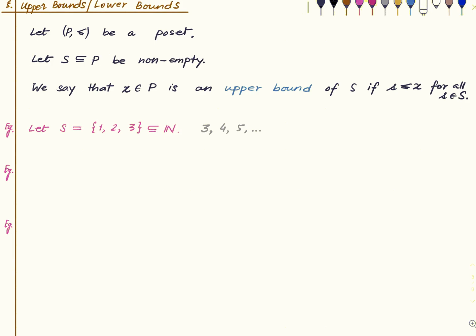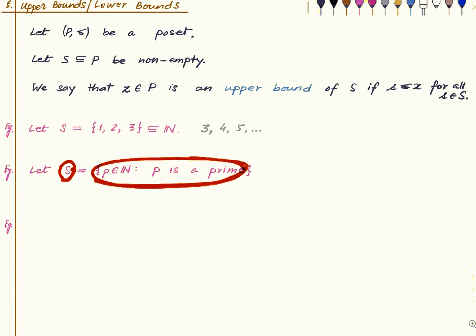Okay. Next, in the next example, we have the set of all the primes as the set S, and our poset is the same. It is the set of natural numbers with the usual ordering. Then S does not have an upper bound.